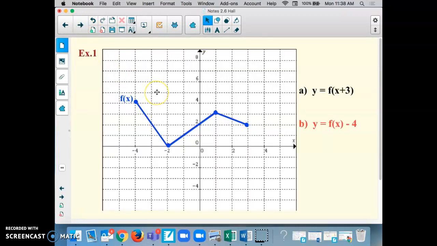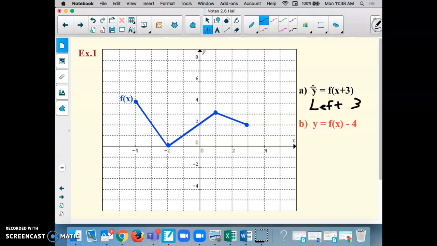Okay, let's take a look. Example 1 here. What I like to look at first is what does the new function do? We're going to call this blue function f of x, and now we're going to take a look at what the black function does to your graph. Let's write that down. We have y equals f of x plus 3. This plus 3, I'm going to write down what it does. It moves your graph to the left 3.